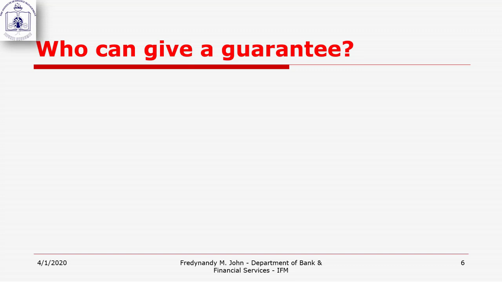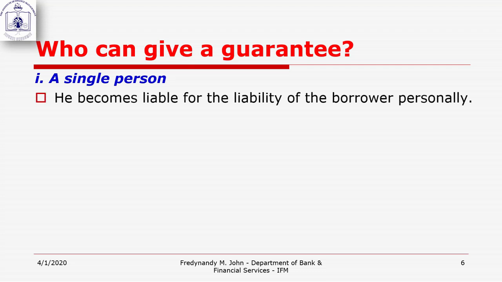Now let's see who can give a guarantee contract, who can guarantee something or a loan. Number one is a single person. So a single person becomes liable for the entire liability personally.